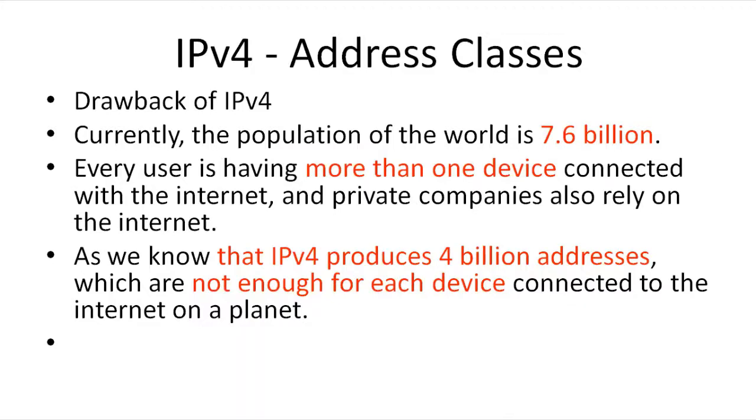The population of the world is 700 crores. That means every user uses more than one device. For example, I am using one laptop, one mobile phone, different devices connected to the internet. Private companies also depend upon the internet. That's why IP version 4 provides only 400 crores of addresses, which are not enough for each device connected to the internet on the planet.